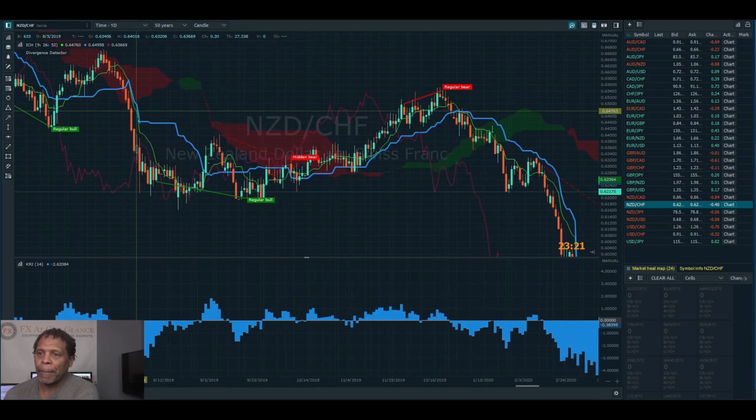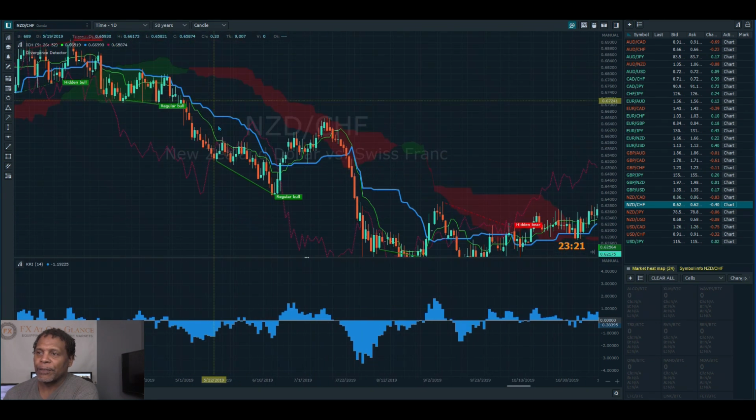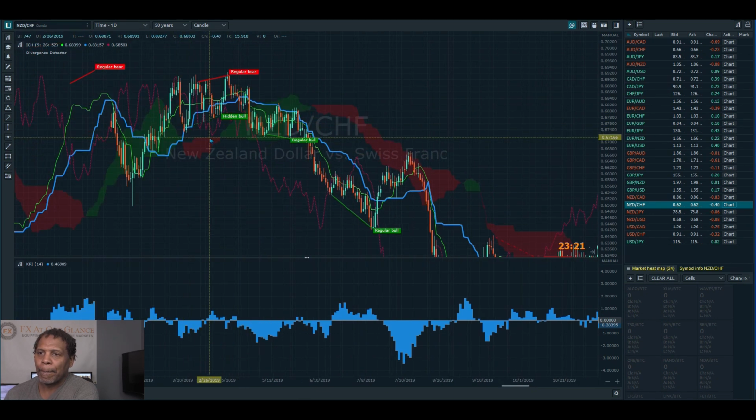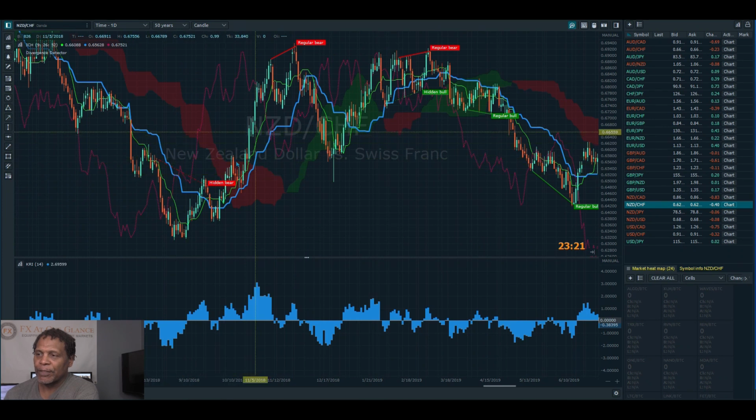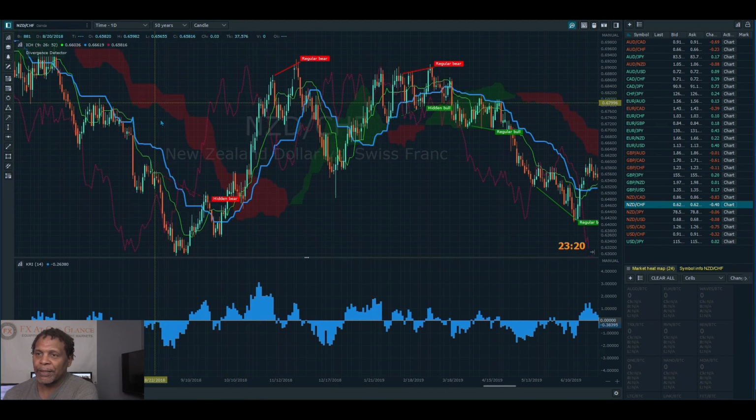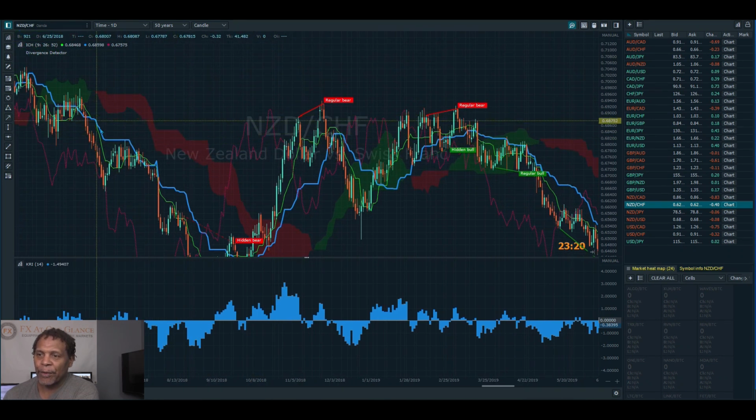Here's another one. Here's another one. These are just good angulation. This is like they're right together right here. You definitely want to be trading that direction.